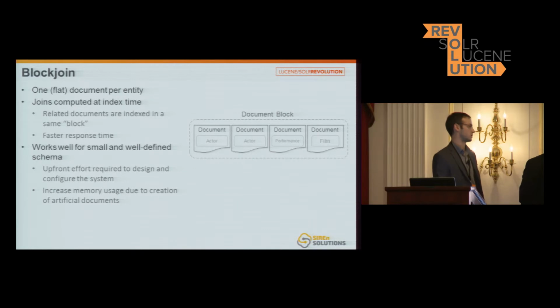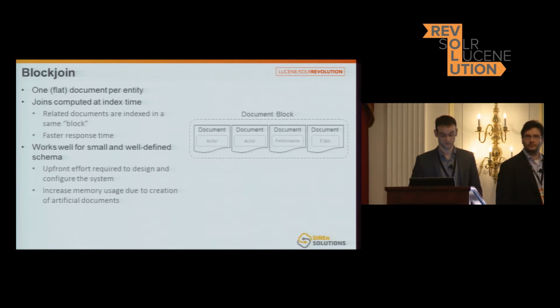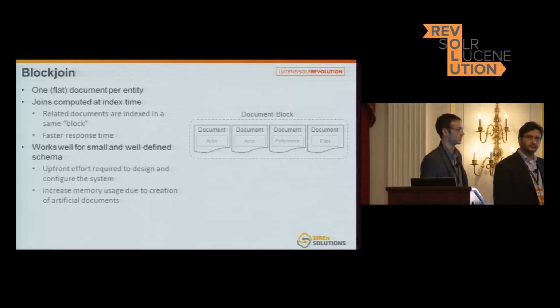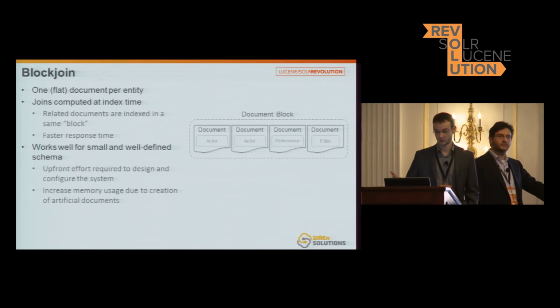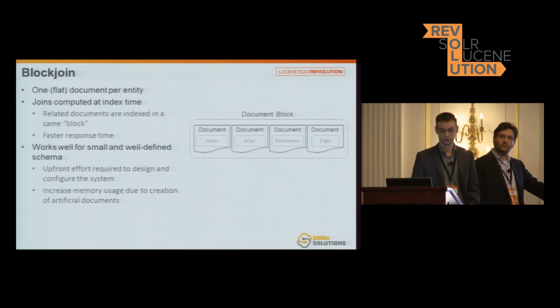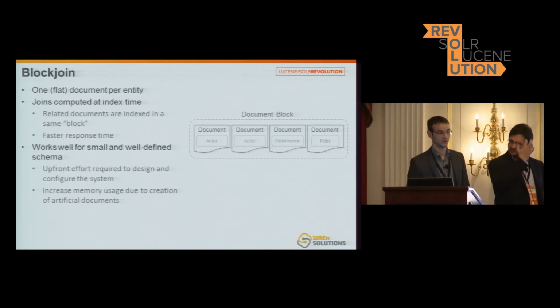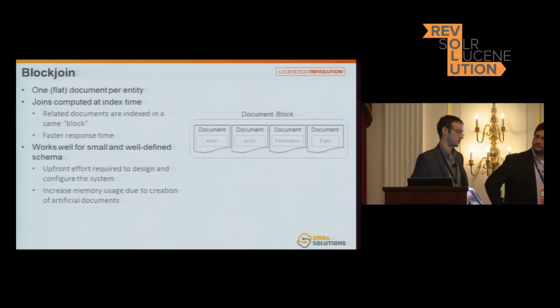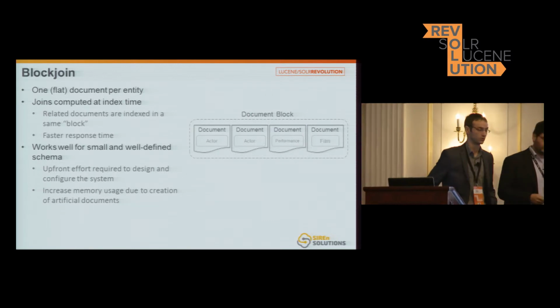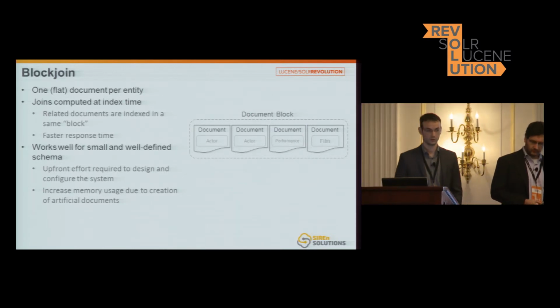The problem with block join is that you usually have some upfront effort required to design the system, and if not properly done, you can end up with false positive results. Also, the main problem is the increase of memory usage. For each nested or related entity, we have to create a new document, and therefore it will artificially increase the number of documents in your index. Given that you artificially increase the number of documents, the memory usage increases. And for example, if you start to want to use facets, then you end up with lots of trouble.